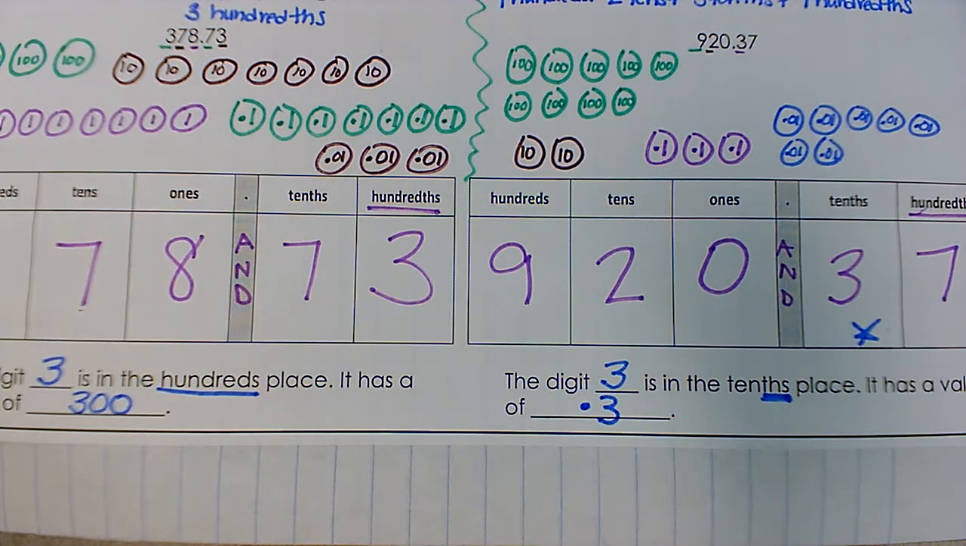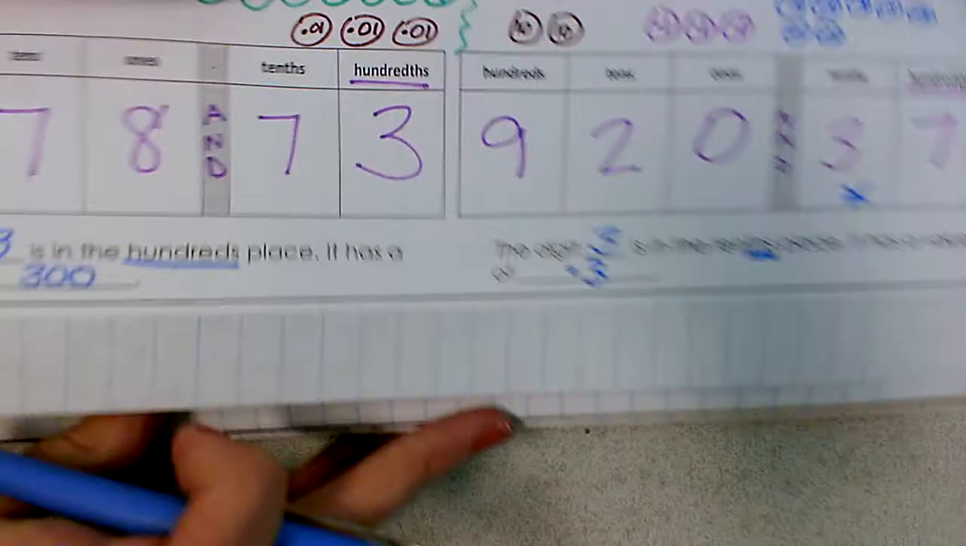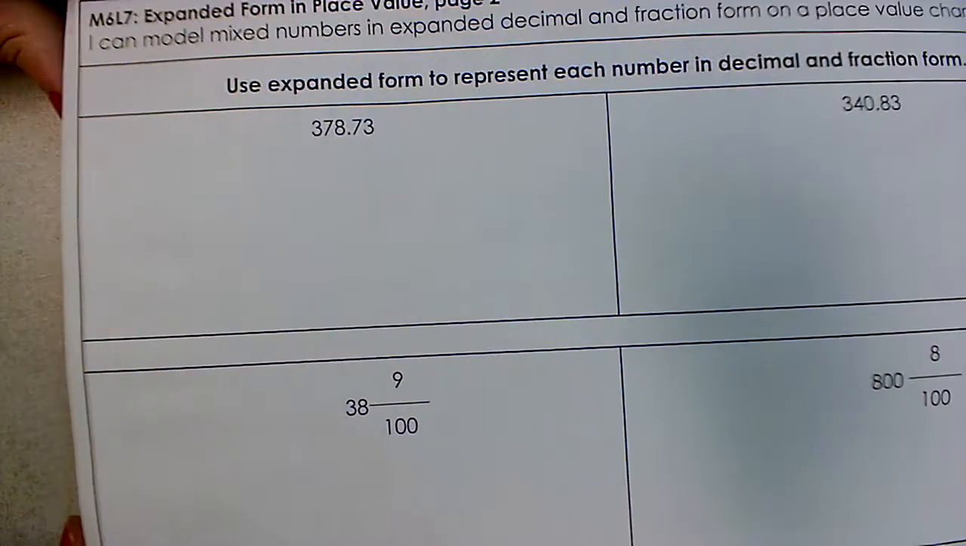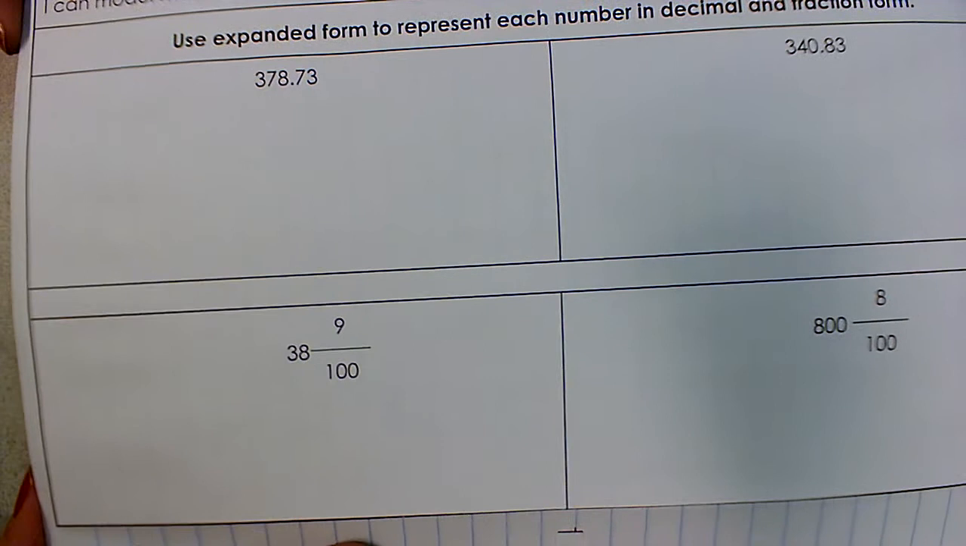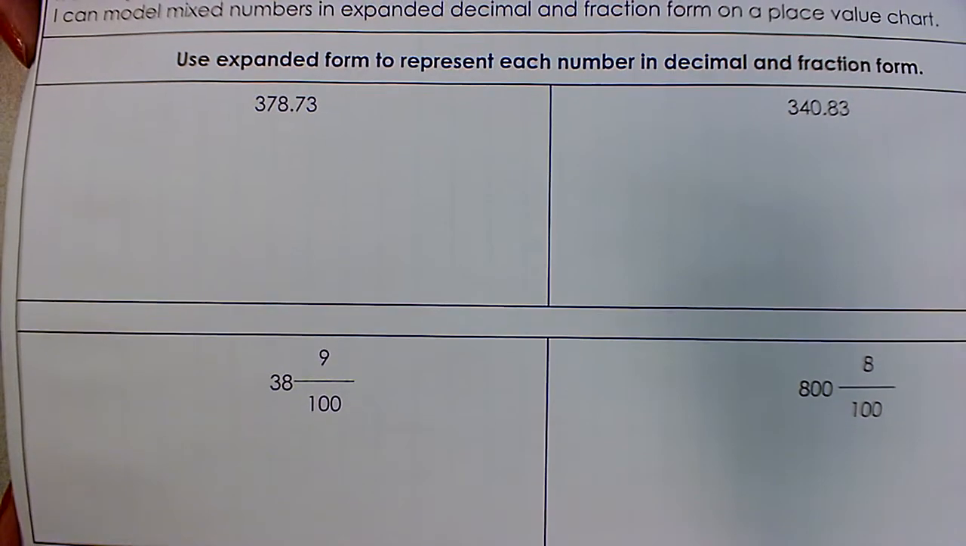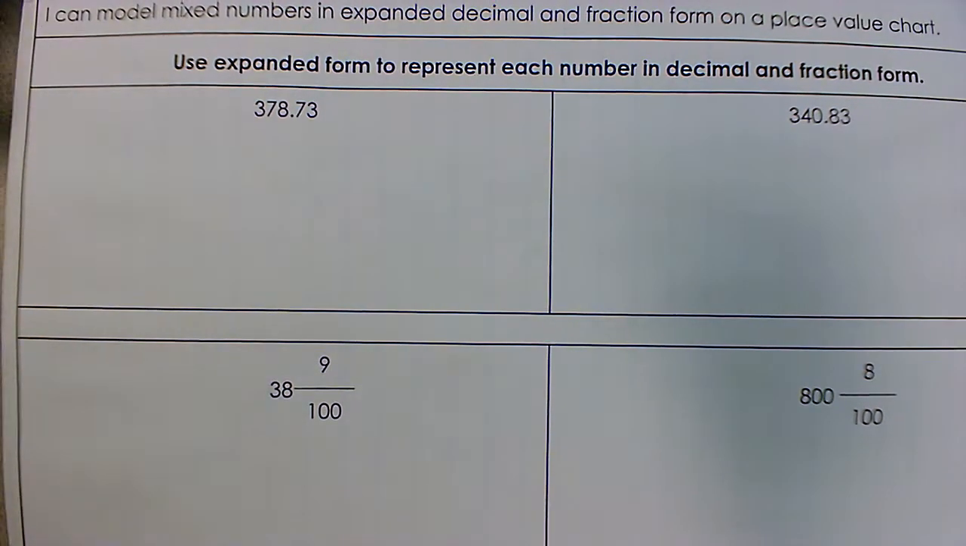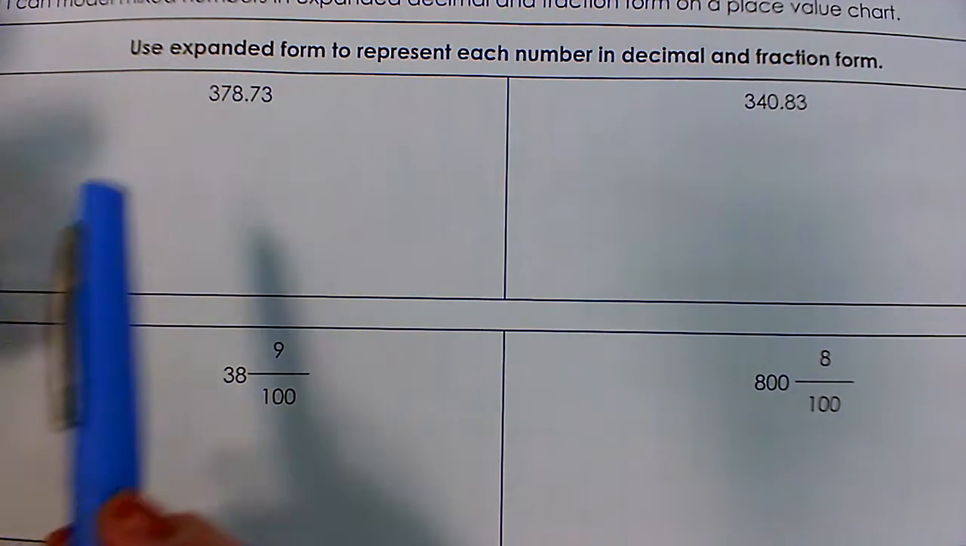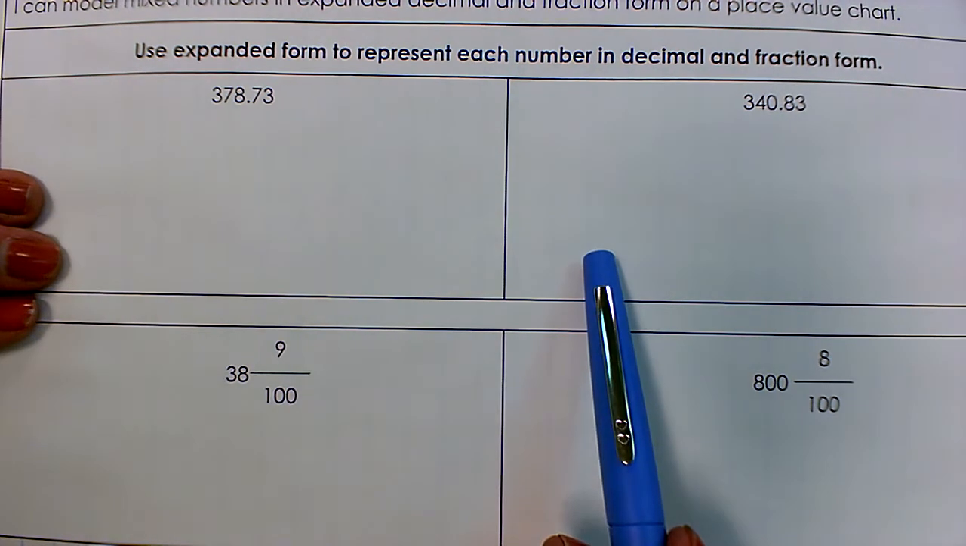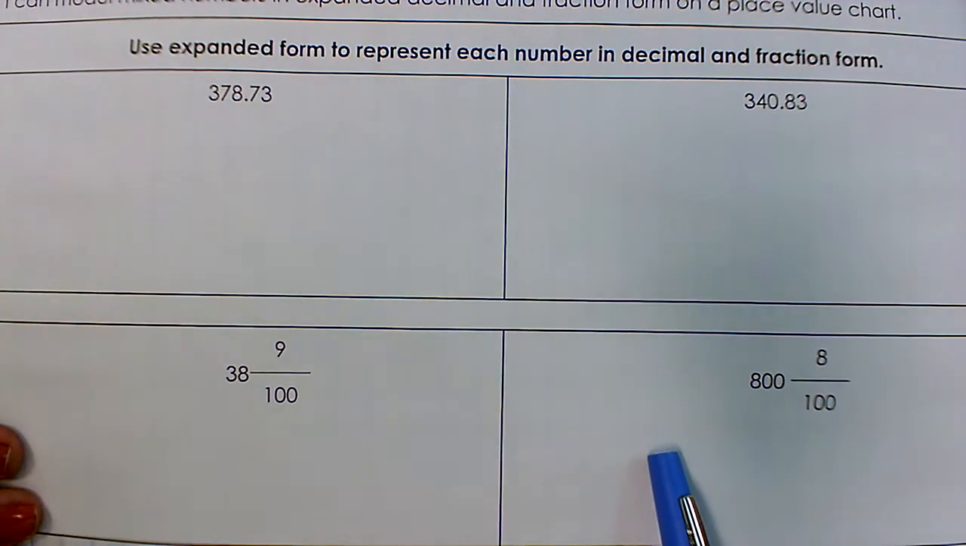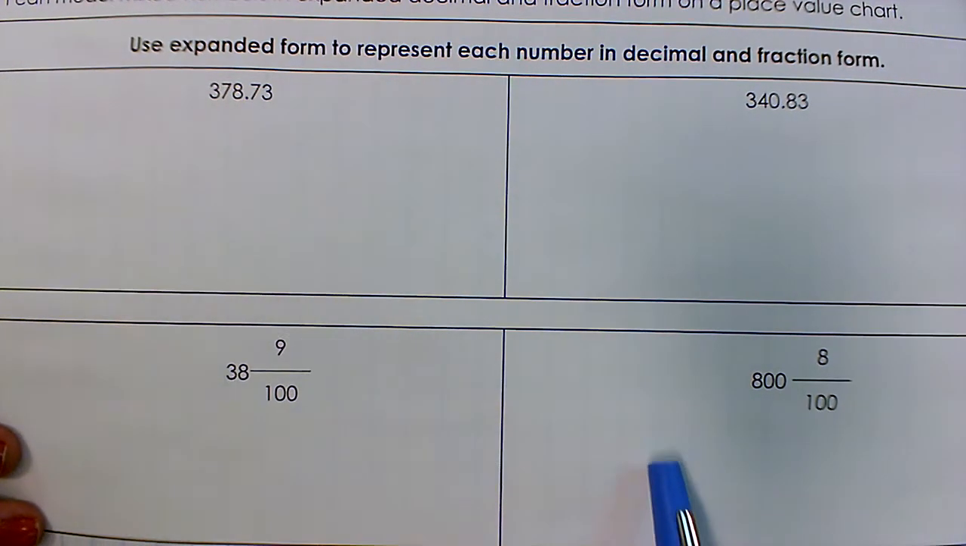All right, nice job. I know your hand's already tired. Give it a shake. We're going to look next at stretching it out even more at our expanded form. So we are going to use expanded form to represent each number in decimal and fraction form. So notice these 2 are decimals, so we'll write those as decimals. These 2 are fractions, we'll write those as fractions.